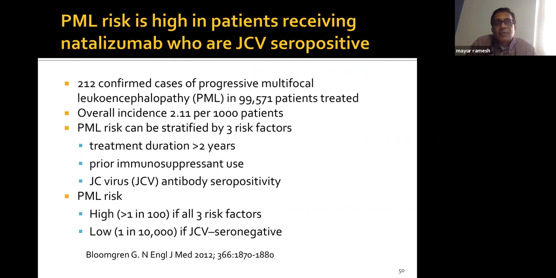How long is your treatment? If your treatment is longer, greater than 2 years, then you carry a higher risk. Prior immune suppressive use, and if you are seropositive for JC virus. And once again, JC virus seropositivity is fairly common among the general population. If you have all three risk factors, you have a 1 in 100 chance of developing PML. So you better avoid treating with this kind of therapy because we don't truly have treatment for PML. And if you're seronegative, then your risk is much lower, 1 in 10,000. So you just want to understand risk before offering therapies in this population.